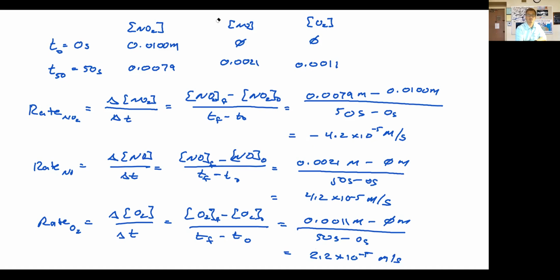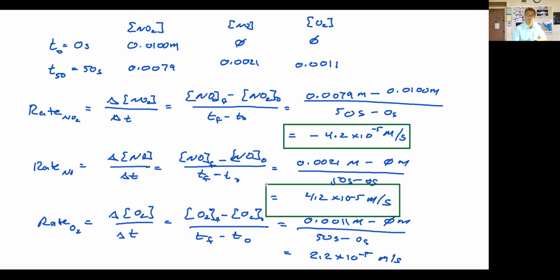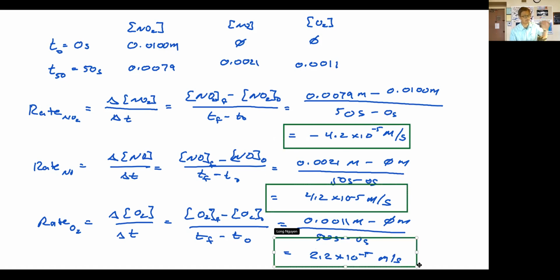So these are the rates then. These numbers represent the rate at which nitrogen dioxide is decomposing in the first 50 seconds, the rate at which nitrogen monoxide is forming in the first 50 seconds, and the rate at which oxygen is forming in the first 50 seconds. And we're only looking at the first 50 seconds there.